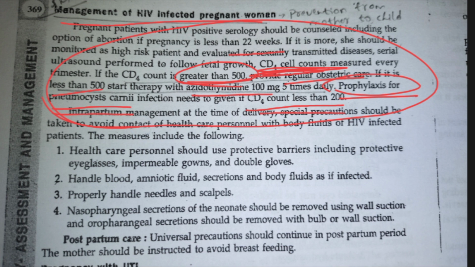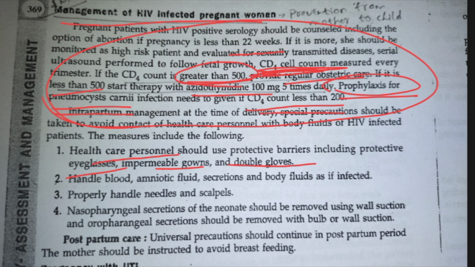At the time of delivery, we have a few precautionary measures which have to be followed. First, personal safety is very important. The person performing the delivery, that is the doctor and the staff nurses, everybody should have a protective barrier with them. That is wearing eye glasses, gowns, and double gloves to protect themselves from this disease.